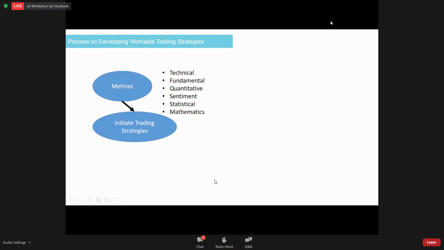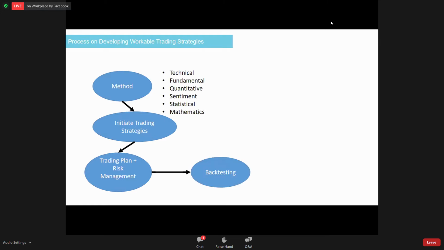Okay, so this is the process. First we will have the methods, then we will initiate a trading strategy. This method can be quantitative, statistical, technical, or fundamental as well. With the fundamentals approach, you must be able to quantify things like ROE, PE, how to buy and how to sell. Based on all these methods, we then initiate trading strategies. A trading plan without a risk management plan is bound to fail. You can have a 99% winning ratio on one of the trading plans, but that 1% can kill your portfolio if you're not managing the position sizing and the risk management well.